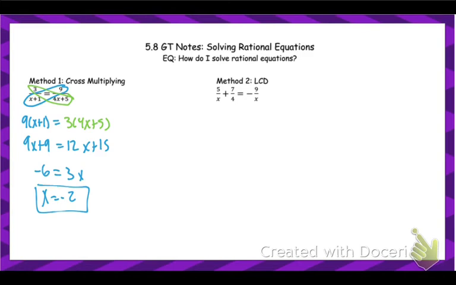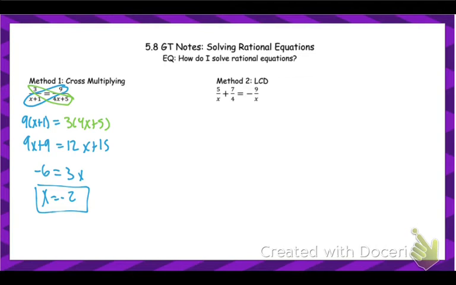Now, one thing we need to make sure we do on these equations, just like we've done all year, is check for extraneous solutions. Plug your answer back in and make sure it works. In this case, if I plug it in, 3 divided by negative 1 is negative 3. 9 divided by negative 3 is negative 3. Okay, this is a true statement. That is my correct answer.